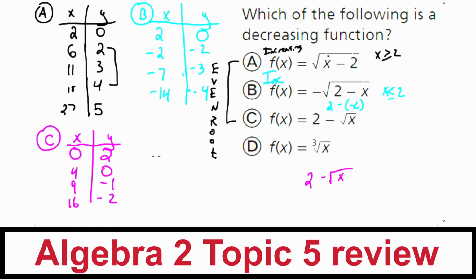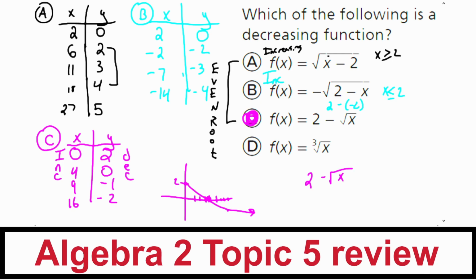Now look, this is exactly what I just described. My x's are increasing while my y's are decreasing. And if I graph that, here's 0, 2. Here's 4, 0. 9, negative 1. I can see my graph is going to be decreasing. So it says which of the following? That's going to be that one.